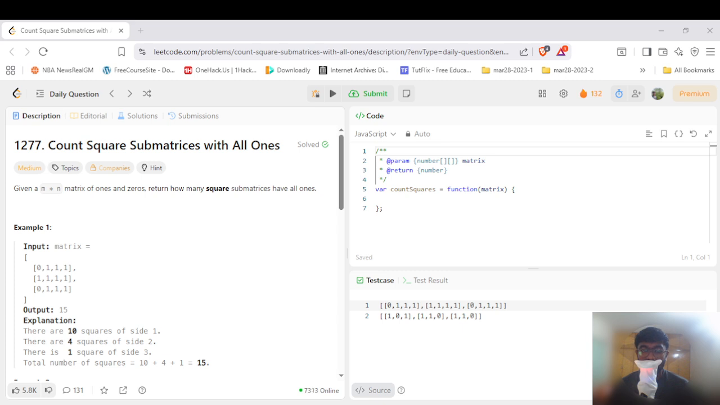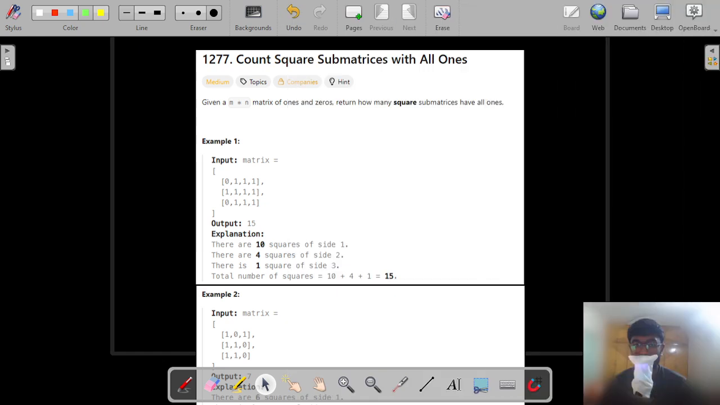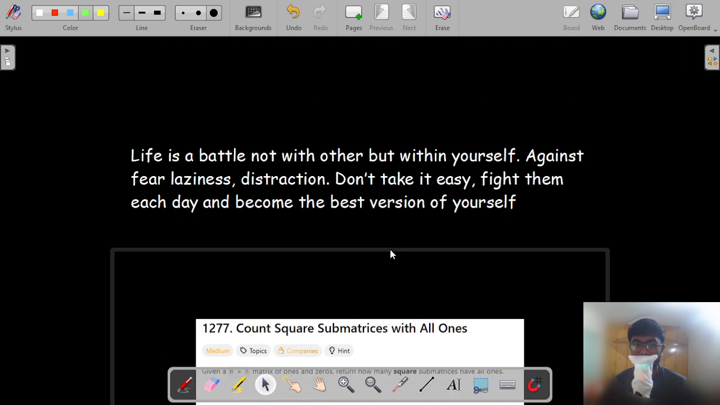And before even starting this problem, we shall have a small motivational quote. Life is a battle, not with others but within yourself, against fear, laziness, distraction. Do not take it easy. Fight them each day and become the best version of yourself.